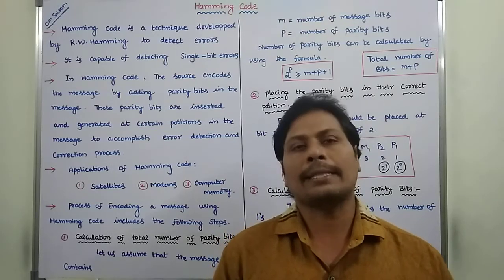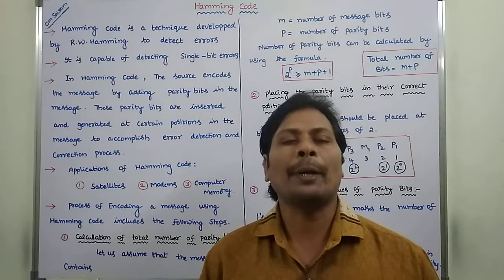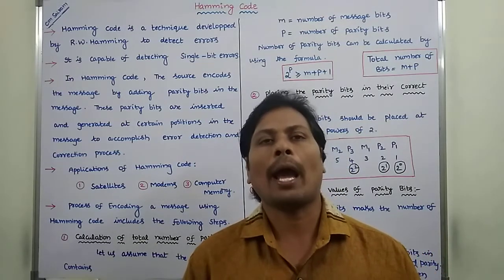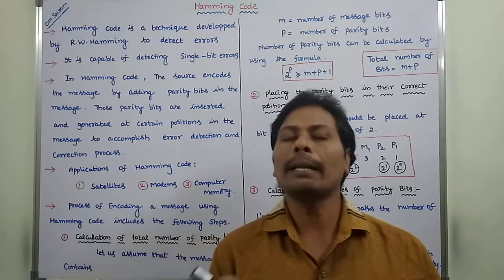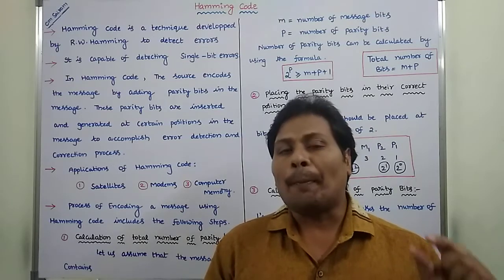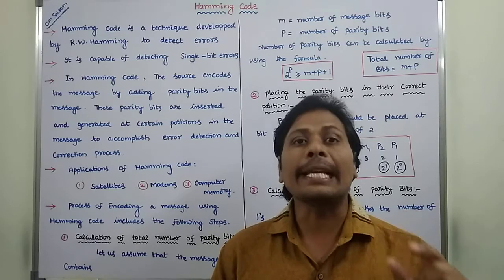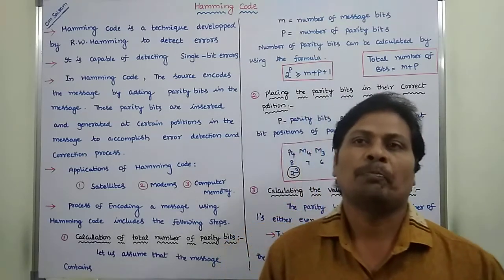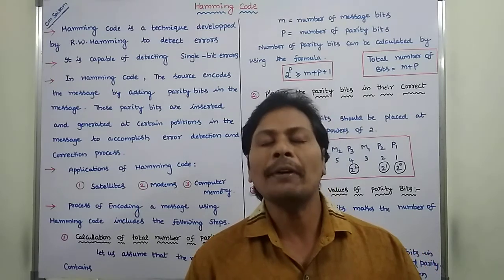Hamming code is an error detection technique developed by R.W. Hamming to detect errors in the given message. Hamming code is mainly used for detecting single bit errors. It cannot detect multiple errors.